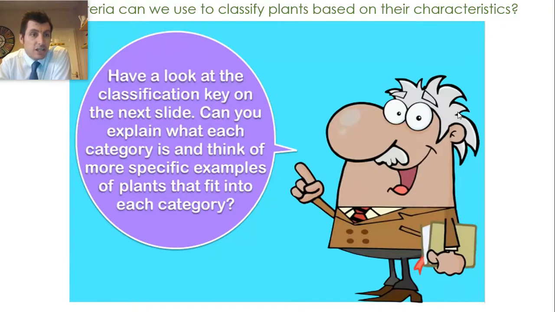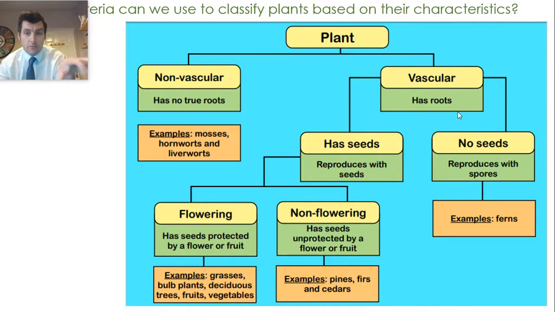Now, next slide is going to show you this classification key. If we look at this, it's going to hopefully break down how you could classify different things as you would do if you had all of them in front of you. So plants are either non-vascular or vascular. But then within vascular, we've got the ones that have seeds or don't have seeds. Of those that have seeds, some of them flower, some of them don't flower. And then some vascular plants don't have seeds, so they don't reproduce by seeds being spread around, but they reproduce by something called spores, which is slightly different.